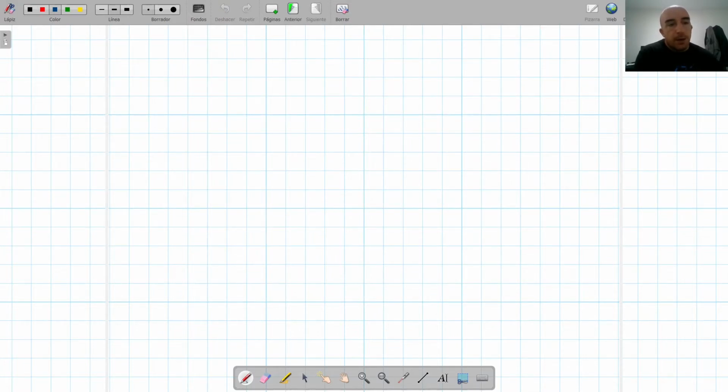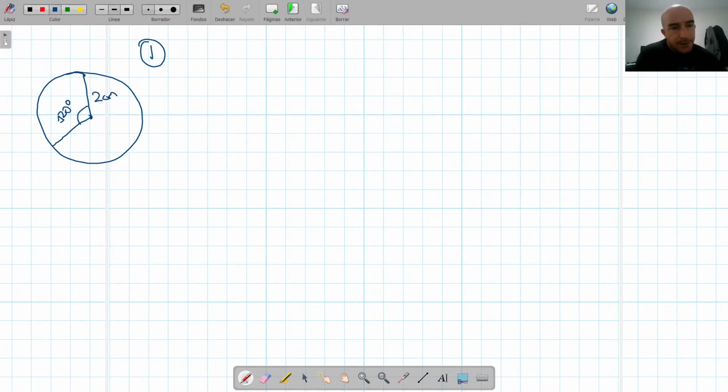Okay, so let's look at two exercises. We're going to find, in our first exercise, the arc length, and in the other one, the sector area. So imagine we have 120 degrees here and 2 centimeters, okay? And we want to find this arc length. I'm going to calculate it both using degrees and using radians, just so that you see that it makes no difference, but it's easier in radians, okay?